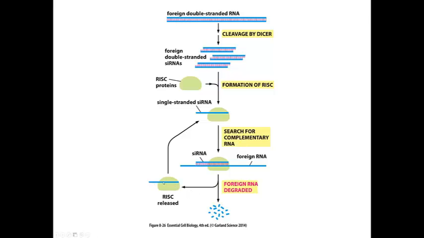But the single-stranded RNA in the RISC complex is still fine, and you can cycle through this again and again. So this can be exploited.